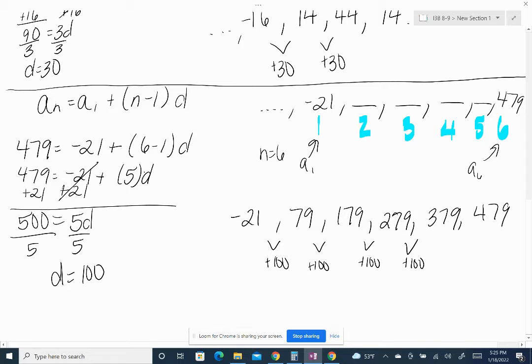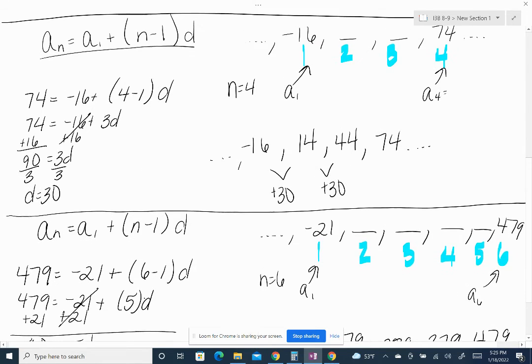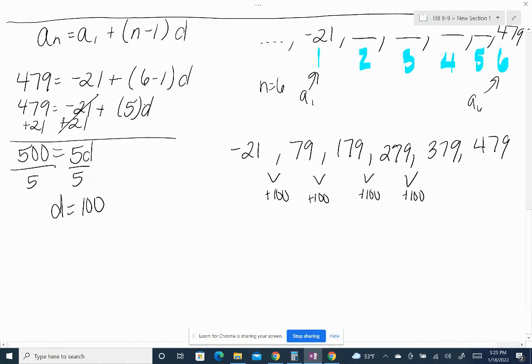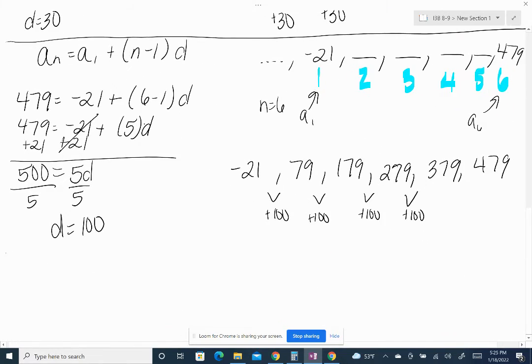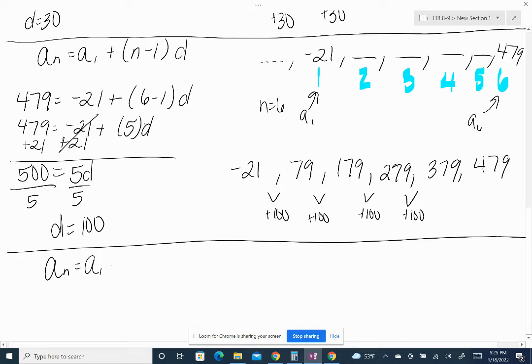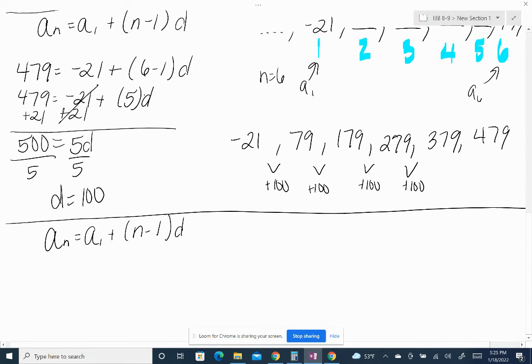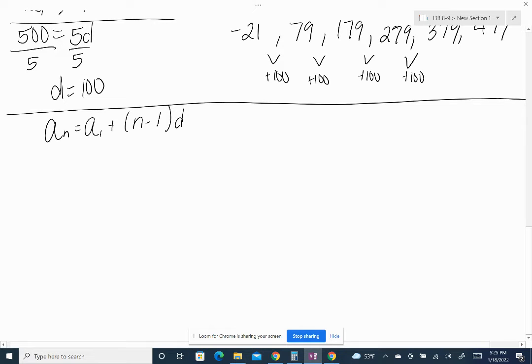Okay, perfect. So let's take a look at one more. Let's see what it looks like if we have two negative numbers, because those are growing. So a of n equals a of 1 plus n minus 1 times d. And then the set of numbers is going to be negative 31, something, something, something, negative 71.